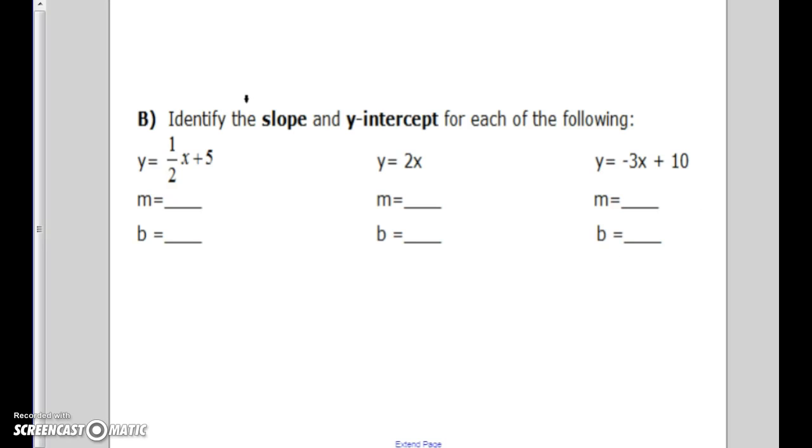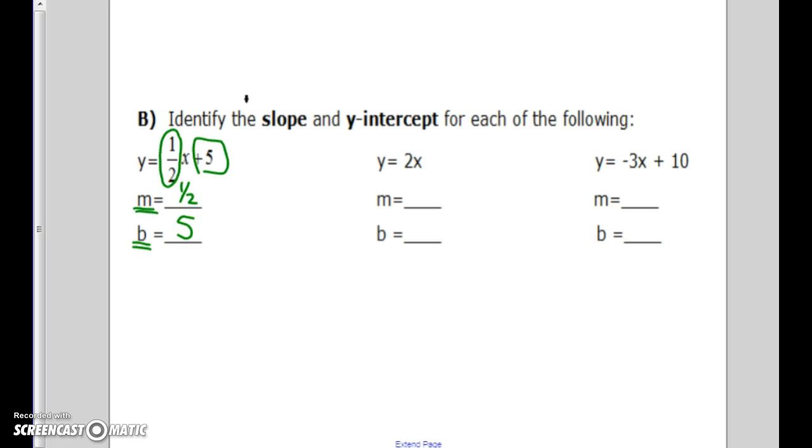Okay, so now what I want you to do is they gave you equations, and I want you to just identify what is your slope and what is your y-intercept. So on this first one, I'll do it with you. What is the slope for the first one? 1/2. We're looking at the coefficient in front of the x. That would be 1/2. And my b is the part that comes afterwards, which would be your 5.